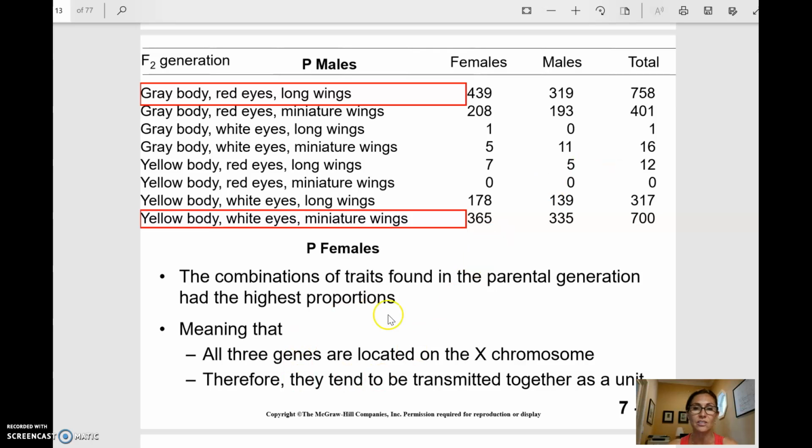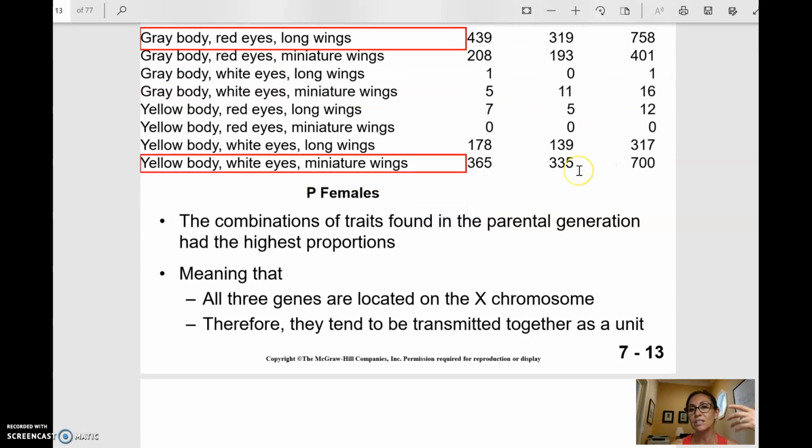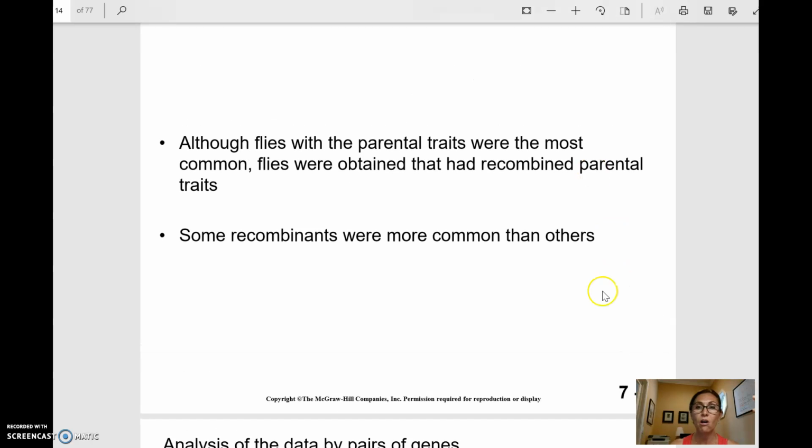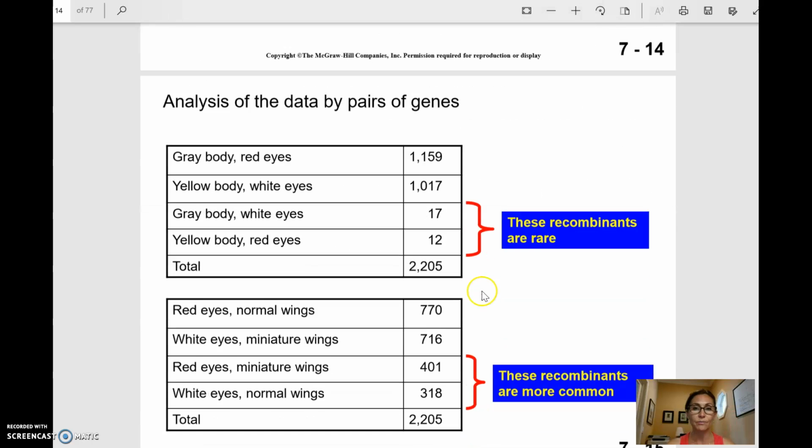And so what that means is that all of these genes, all 3 genes, are located on the X chromosome. And because of that, they're transmitted together as a unit, which we call a linkage group. So although the flies with the parental traits were the most prevalent, the most common, you occasionally got recombinants. And because you got very few recombinants, those genes are really close together. In other words, crossing over doesn't separate them and give you new combinations.